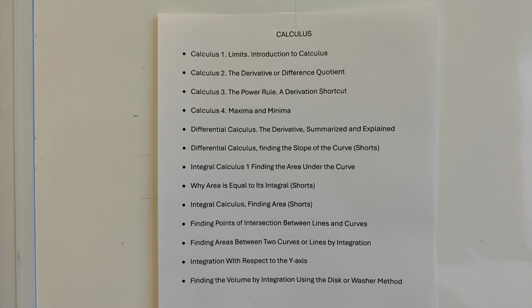Differential calculus, finding the slope of the curve, is just one example. Integral calculus 1, finding the area under the curve. So this is the first of the integral calculus. Then area is equal to its integral shorts. And then integral calculus, finding the area.